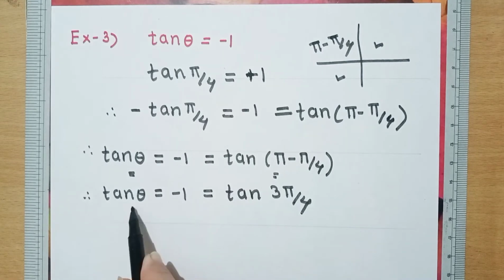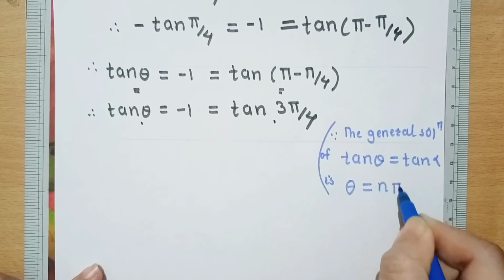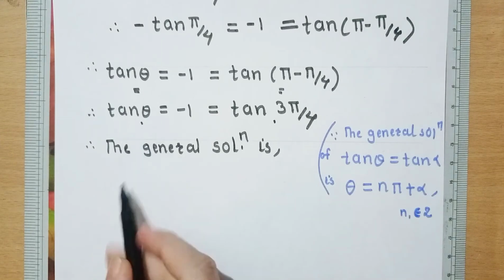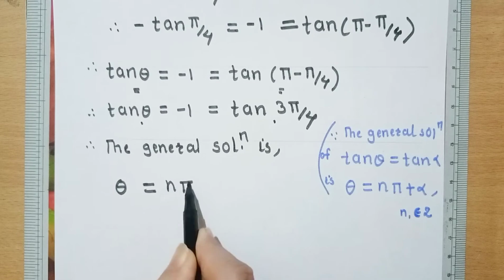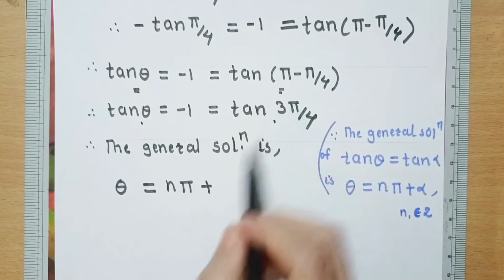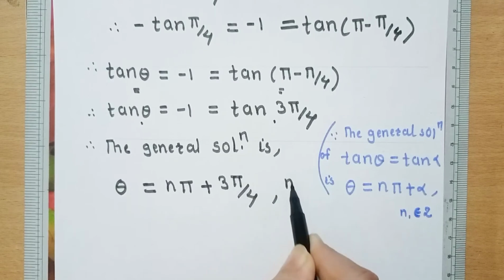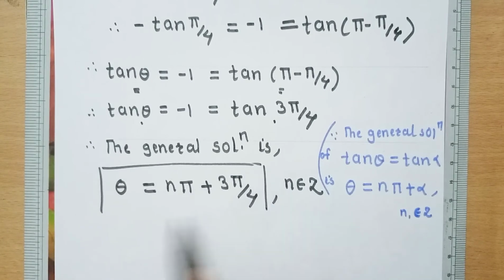Now this is in the form tan theta equal to tan alpha, and its general solution is theta is equal to n pi plus alpha. We will use it here. So here we will write theta, that is equal to, first write down n pi plus, now write down this angle which is 3 pi by 4, where n belongs to z. This is the final solution of the given example.